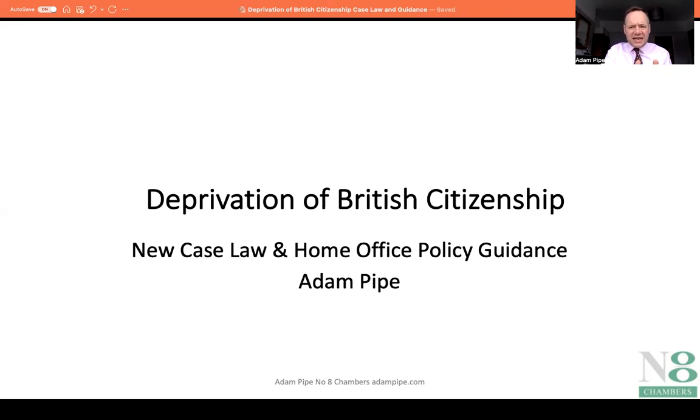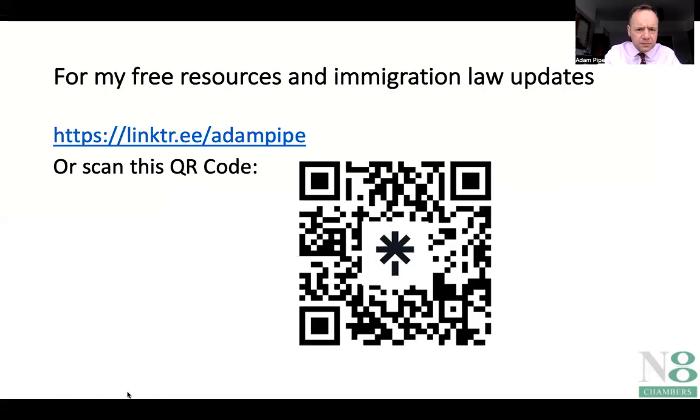So I want to look today at a new piece of reported case law from the Upper Tribunal President showing the correct approach to deprivation appeals, and look at the recent Home Office policy guidance and give you some helpful extracts from that policy guidance, which you can use in representations when you're seeking to resist deprivation or drafting skeleton arguments for appeals before the tribunal.